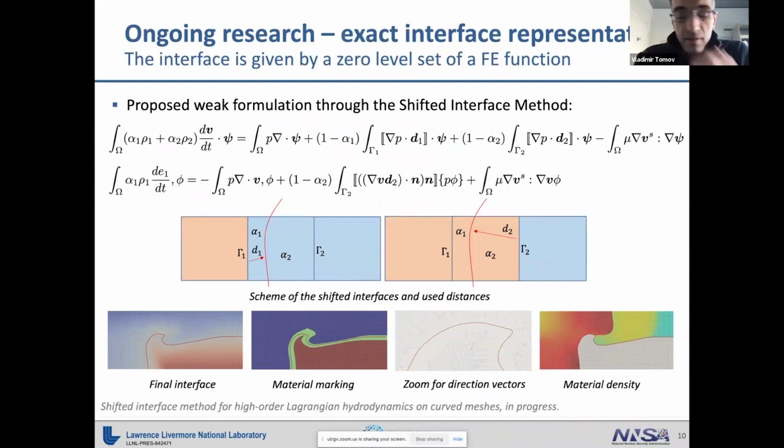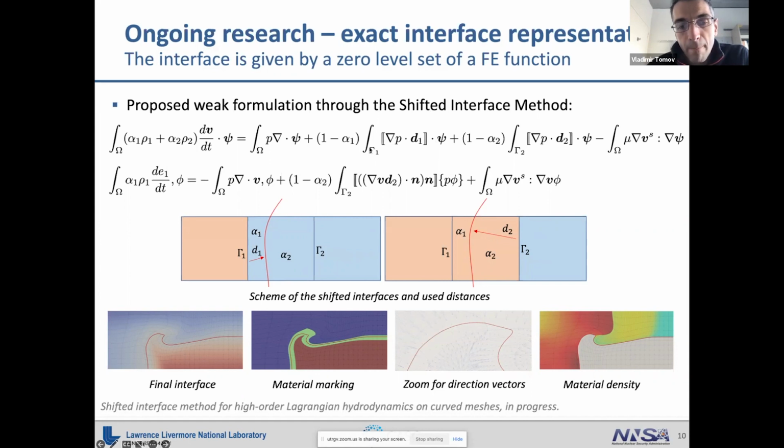ongoing research, we recently started the other approach, I said, the interface reconstruction. Now, the interface is, of course, we are not going to do geometric calculations of a curved interface in curved zones, so we do the good old level set method. So we take a function and its zero level set is the interface, and we move that function. So once you do that, of course, you need to take into account the location of the level set, and we do that with the so-called shifted interface method.